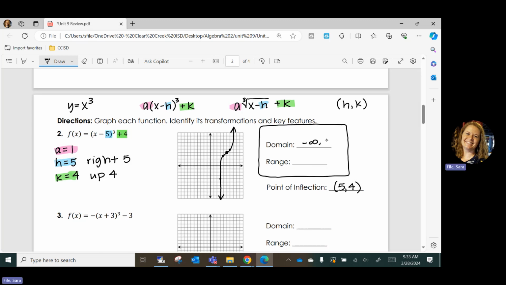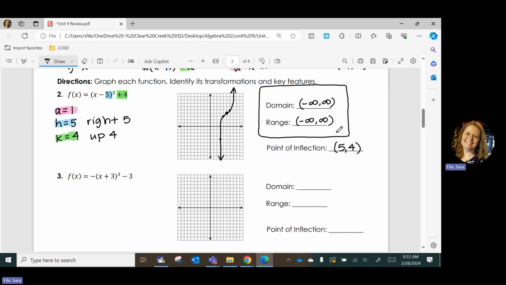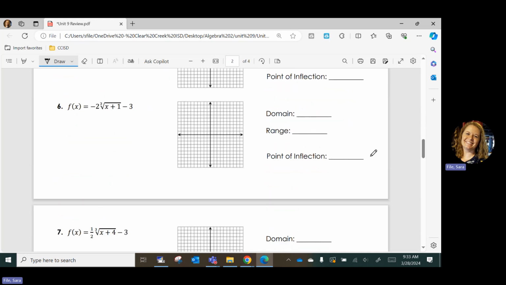Or negative infinity to positive infinity in interval notation for both domain and range, no matter the transformation. So please do not miss a domain and range question. All right, let's go ahead and fill it in. Domain and range for all of these.